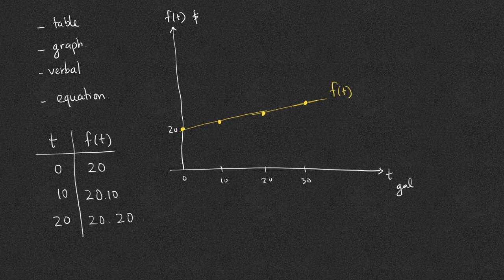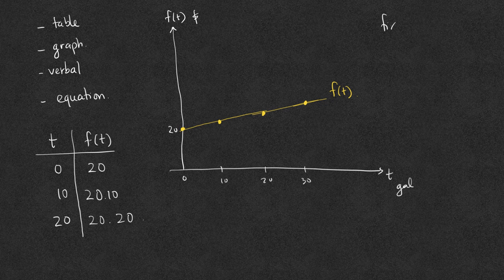This is the graphical example of the function that we use as an example. The verbal expression is again, the fixed cost is $20 with 1 cent per gallon. And so we represent the function using the table, the graph, or the verbal expression. In some cases, we can write this function using an equation.